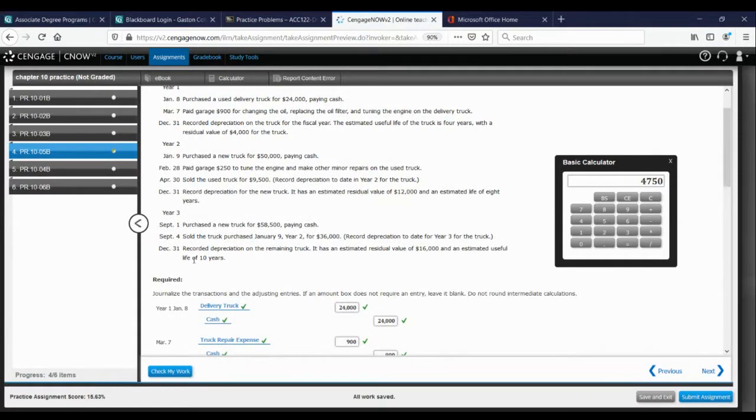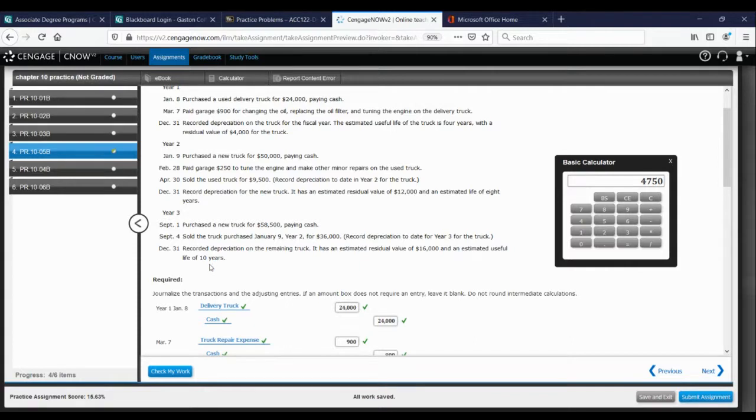On the last journal entry at December 31st, we're recording the depreciation on the remaining truck. We only have one truck left because we've sold two of the three that we bought. The third truck we bought for $58,500. It has a residual value or a scrap value of $16,000 and a useful life of 10 years.